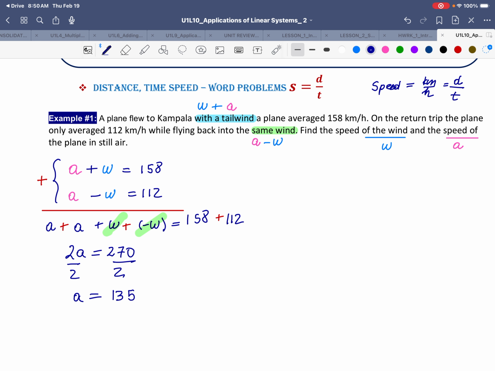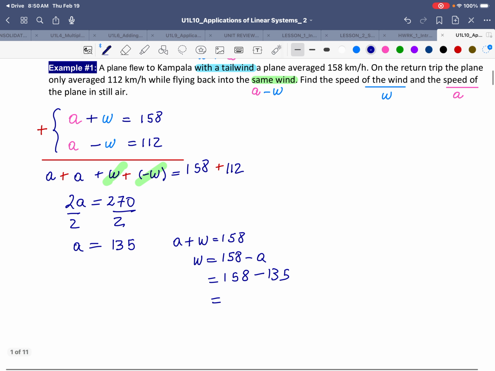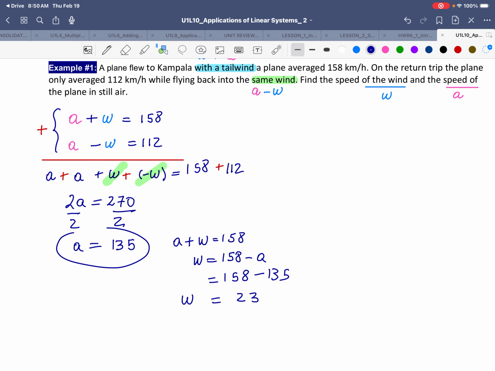135. So if A is 135 and A plus W is 158, that will make W equal to 158 subtract A, or 158 subtract 135. And that would be equal to 23. So W is 23. Lastly, we are going to state the final answer, or the therefore statement here.